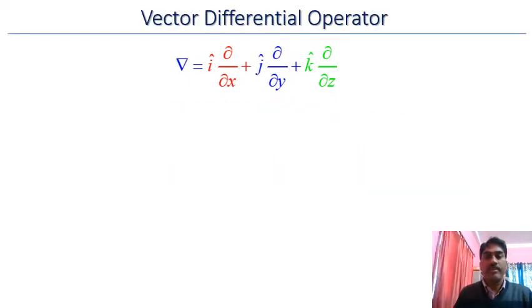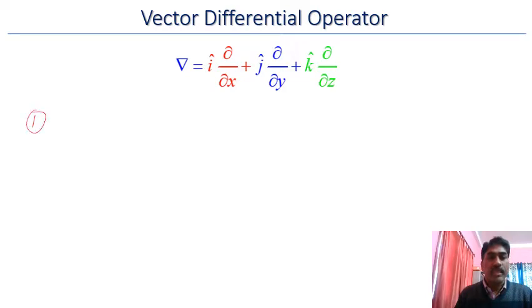You can see there is an operator, this del, defined as i del by del x plus j del by del y plus k del by del z, meaning three partial differential operators are included as a combination. This is called the vector differential operator. And you know, we can multiply two vectors together in two different ways, one the cross product and one the dot product. And if a scalar quantity is involved, meaning you have a scalar and a vector quantity, you can multiply them as usual. So with this vector differential operator, we will consider three things.